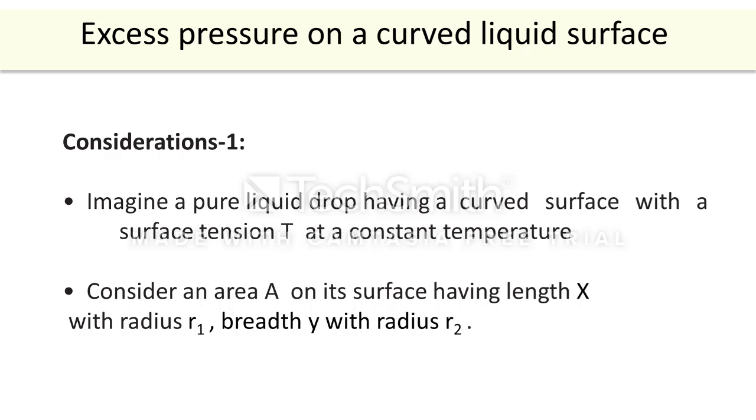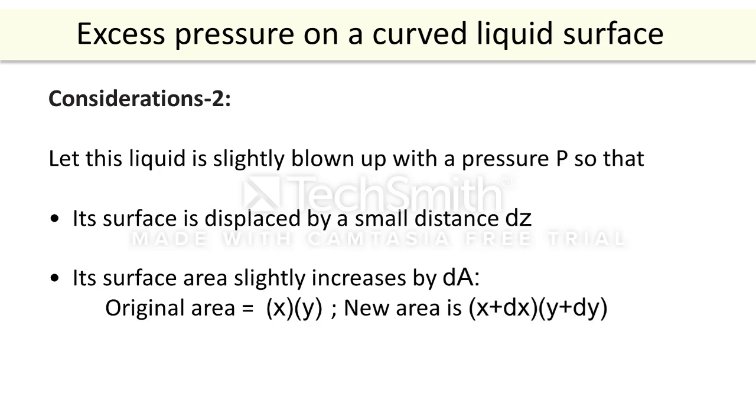Considerations 1. Imagine a pure liquid drop having a curved surface with a surface tension T at a constant temperature. Consider an area A on its surface having length x with radius r1 and breadth y with radius r2. Let this liquid be slightly blown up with a pressure P so that its surface is displaced by a small distance dz. Its surface area slightly increases by dA.